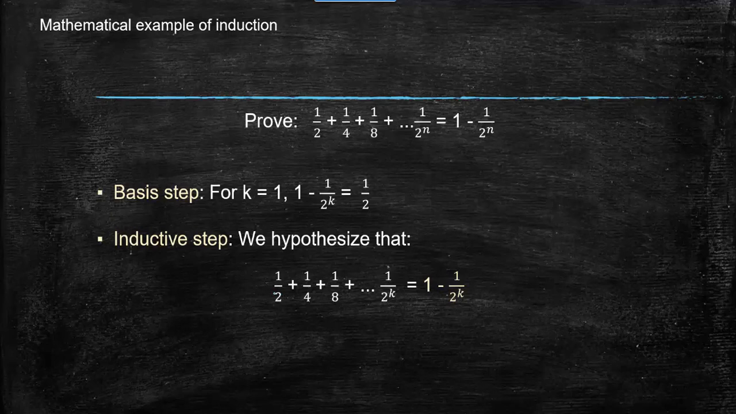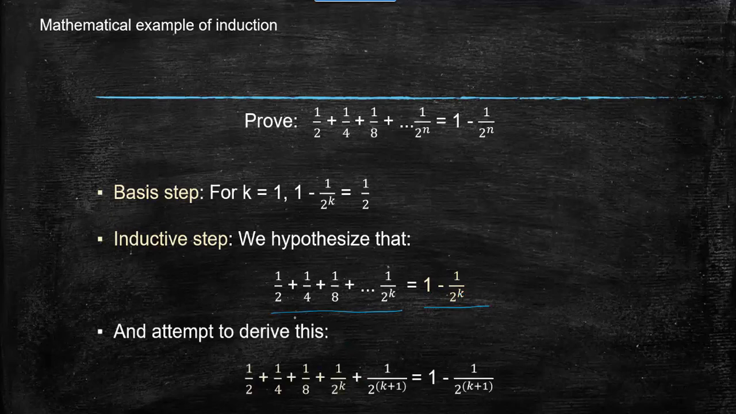If you just look at the denominator, 2 squared is 2 to the 1 is 2, 2 to the 2 is 4, 2 to the 3 is 8, etc. So we're going to hypothesize that this up to some arbitrary k is identical to 1 minus 1 over 2 to the k, right? And then as before, we need to just prove that it follows for k plus 1. So what's that going to look like?